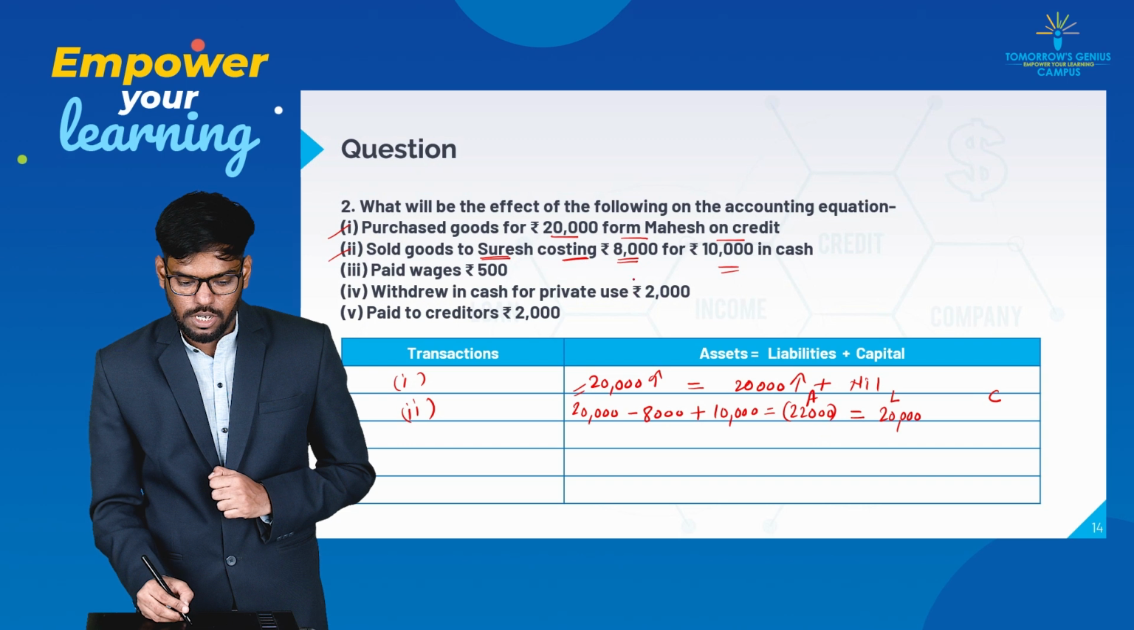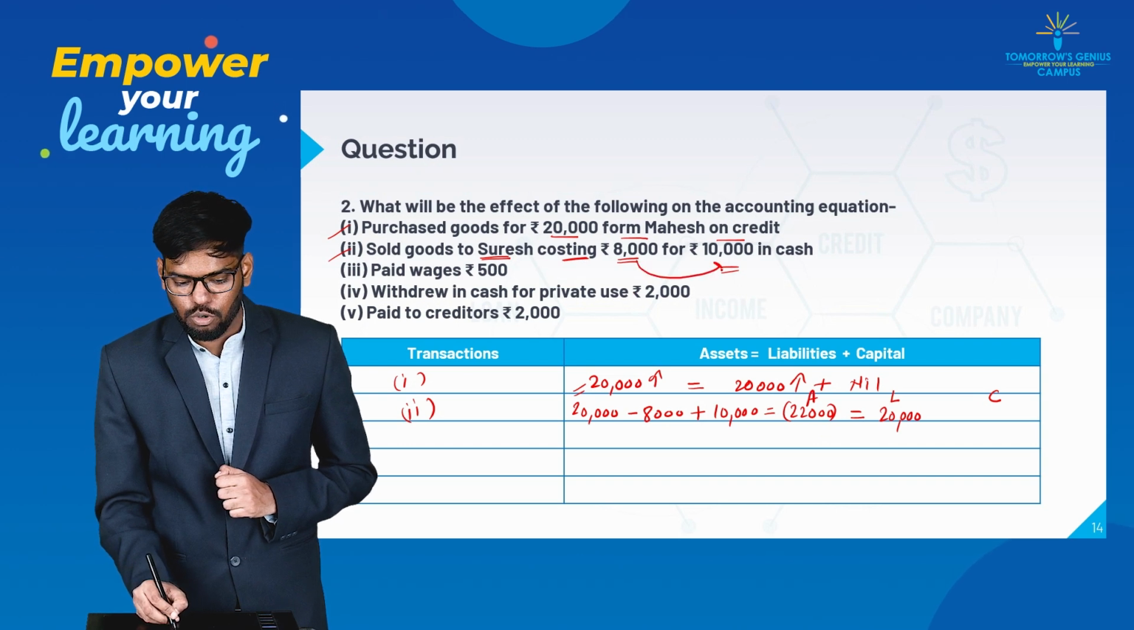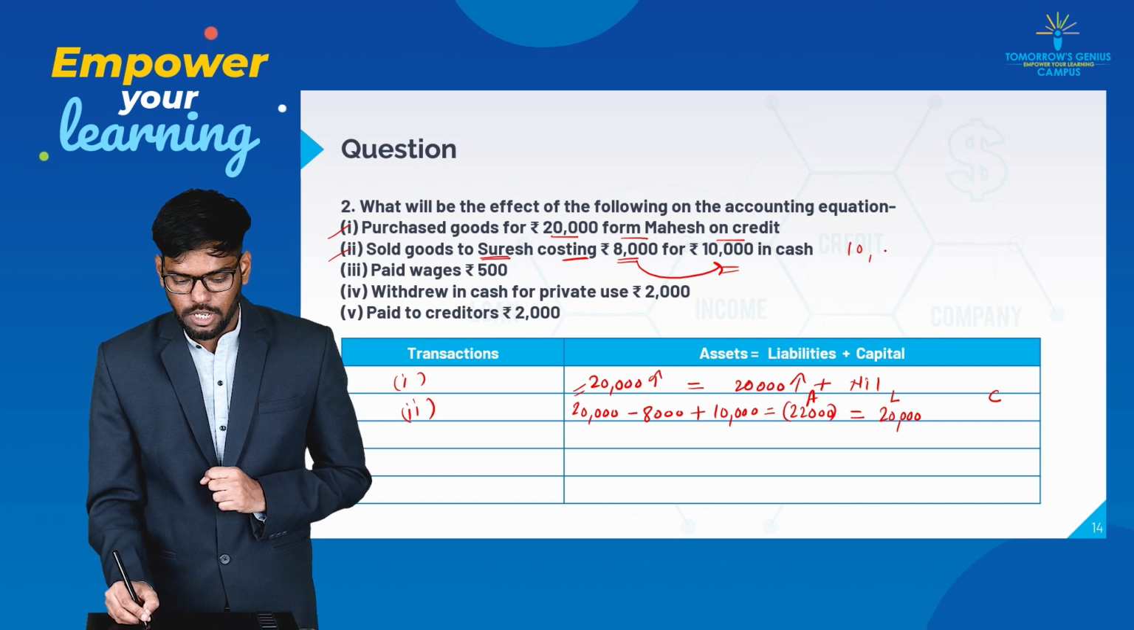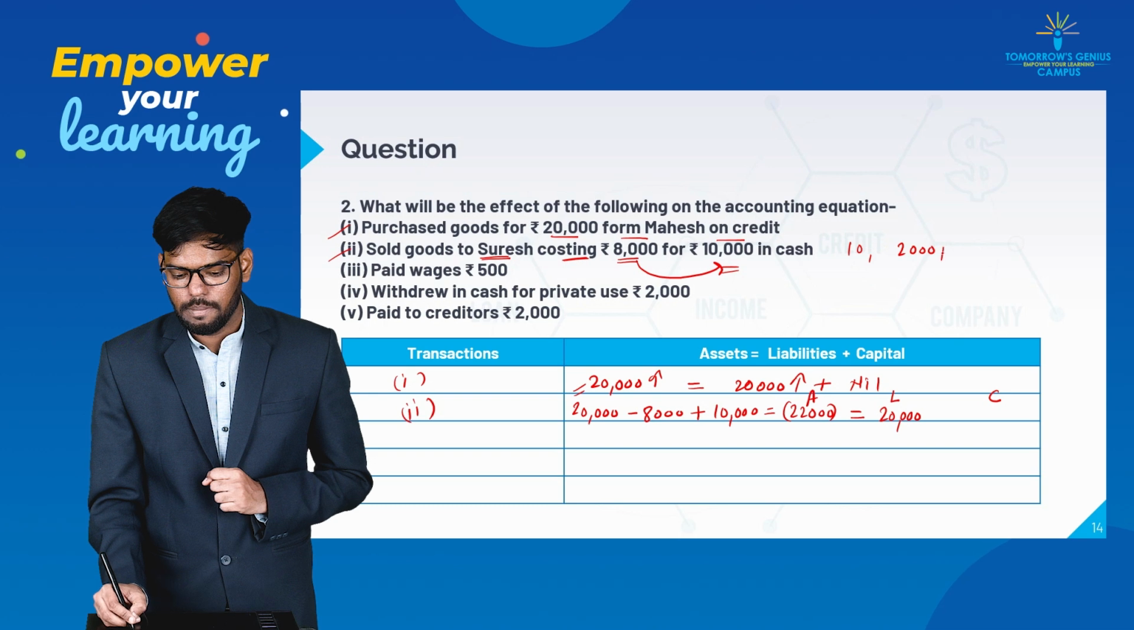Sir, if you observe here, 8,000 rupees of goods you have sold for rupees 10,000. It means you managed to earn 2,000 rupees of profit. And so what is the concept?